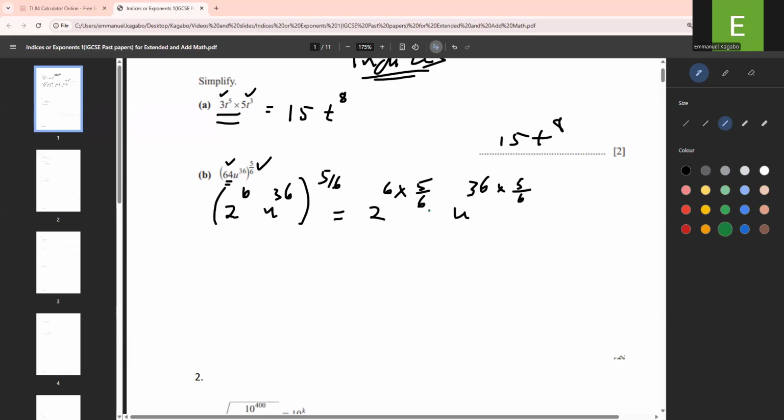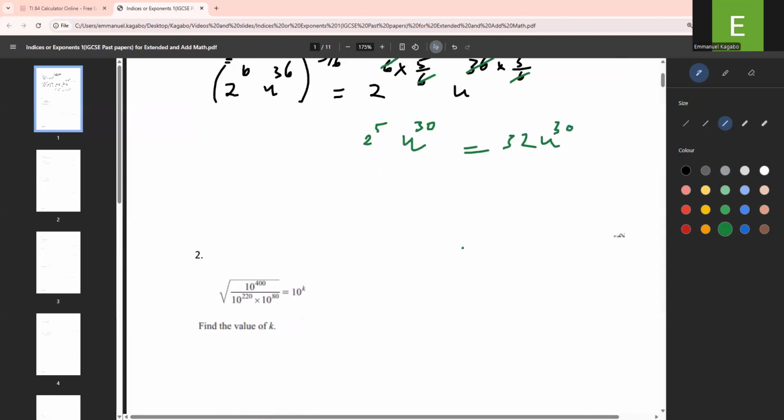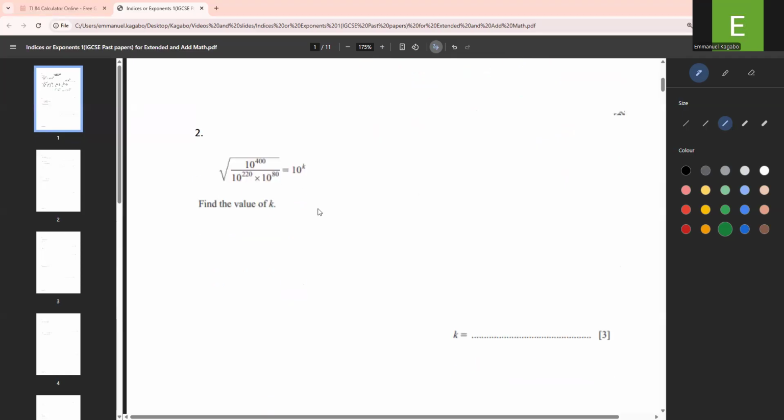Now, this one simplifies by that. Then I'll remain with 2 power 5. 5 power 1, this one cancels out with that. 36 divided by 6 gives me 6. 6 times 5 gives me 30. So the question is over. But one more step here. 2 power 5 is 32. Then you say 5 power 30. Good.